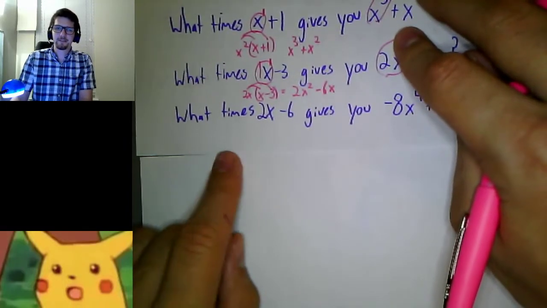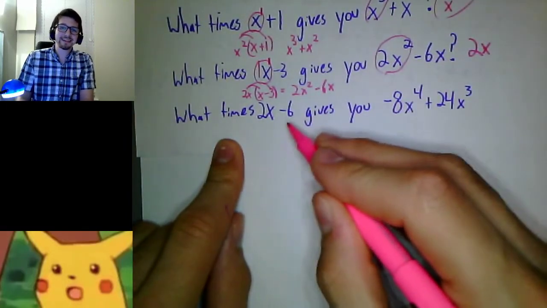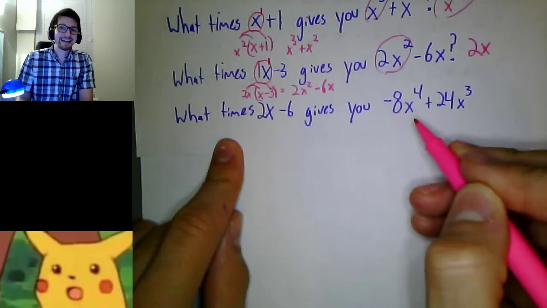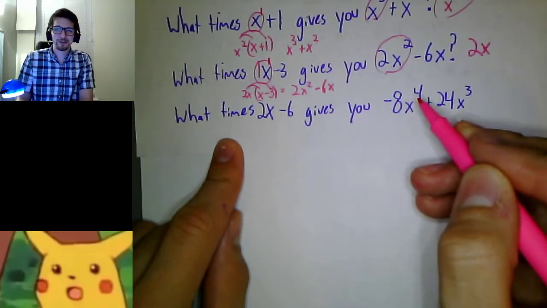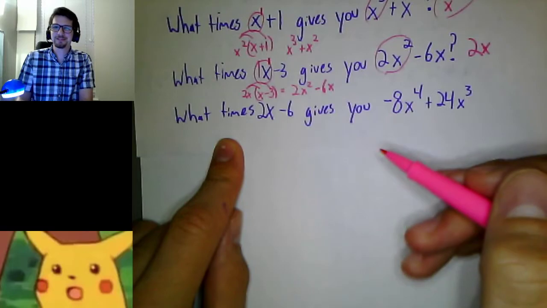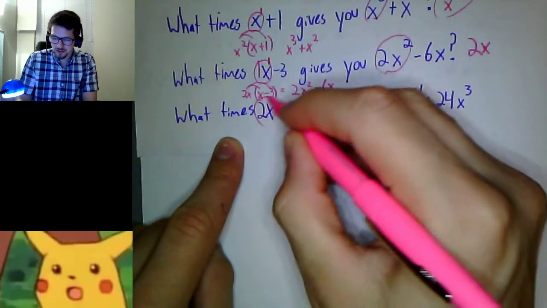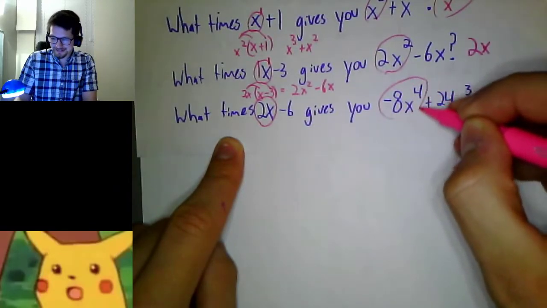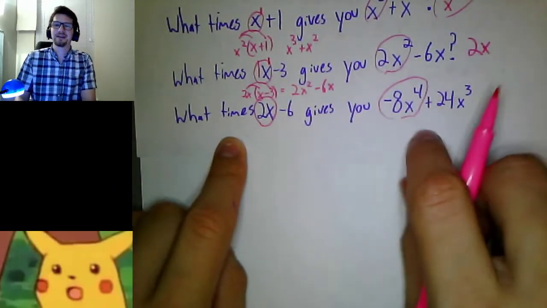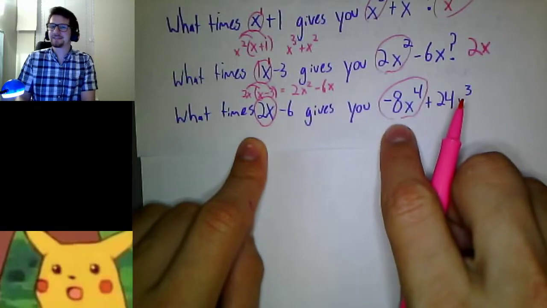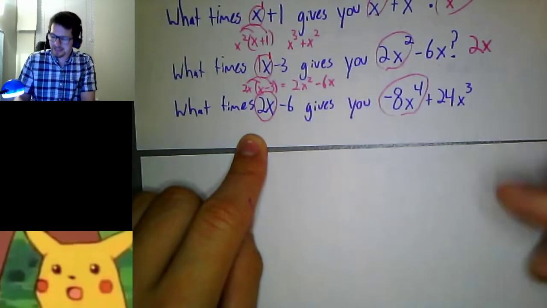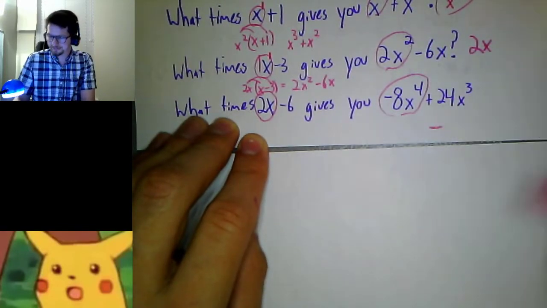Last one I have on here. What times 2x minus 6 gives you negative 8x quartic plus 24x cubed? Ooh, that's ugly. Do the first term. 2x to negative 8x to the fourth. I'm going from positive to negative, so what am I going to have to multiply by? I'm going to have to multiply by a negative.